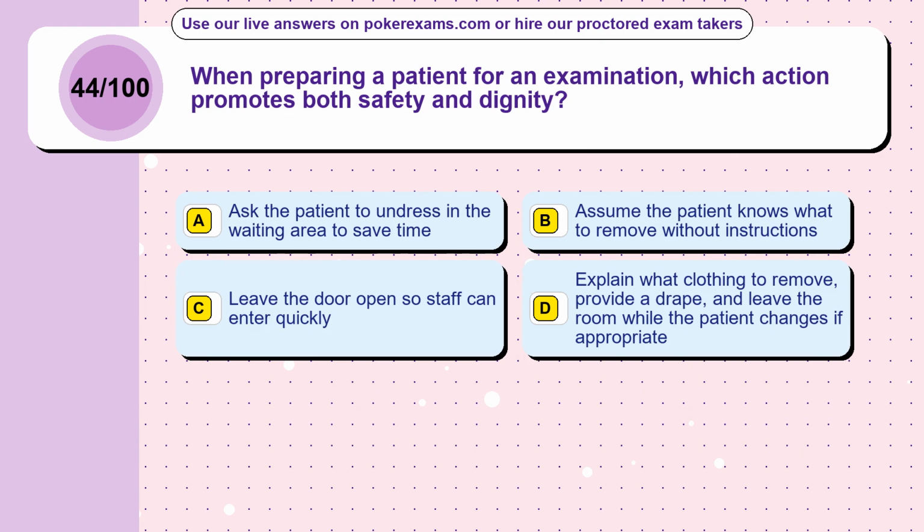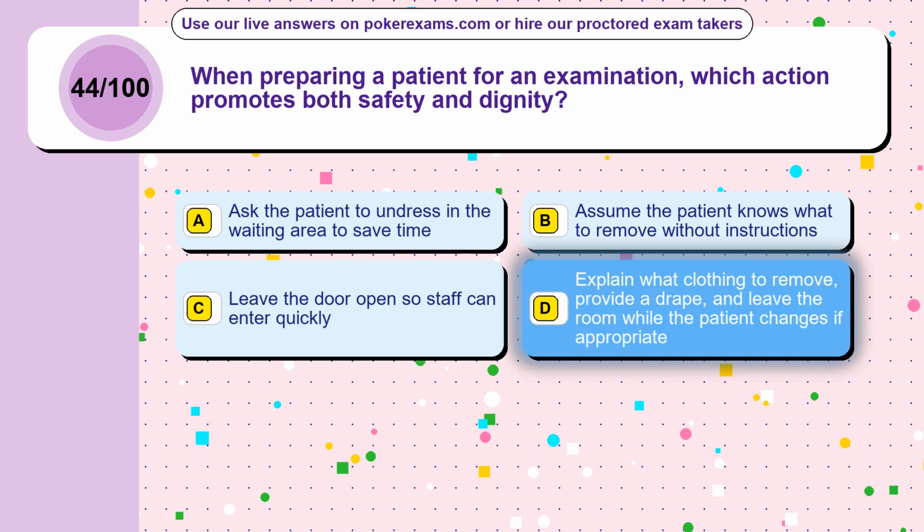Question 44. When preparing a patient for an examination, which action promotes both safety and dignity? Option A. Ask the patient to undress in the waiting area to save time. Option B. Assume the patient knows what to remove without instructions. Option C. Leave the door open so staff can enter quickly. Option D. Explain what clothing to remove, provide a drape, and leave the room while the patient changes if appropriate.